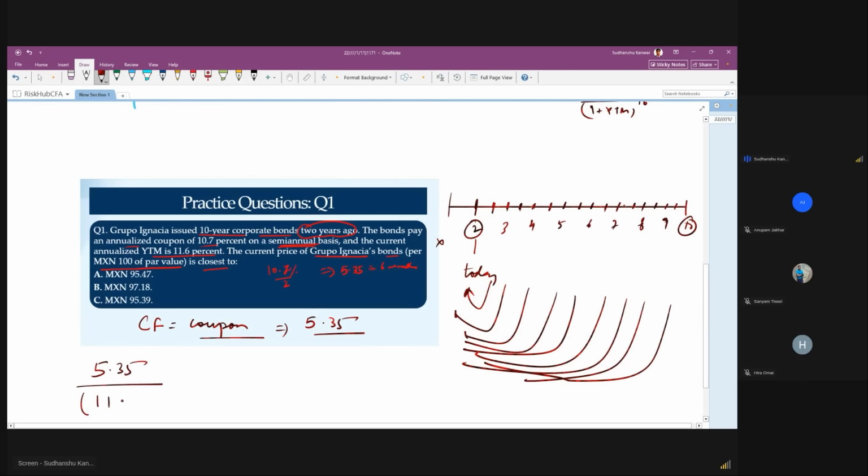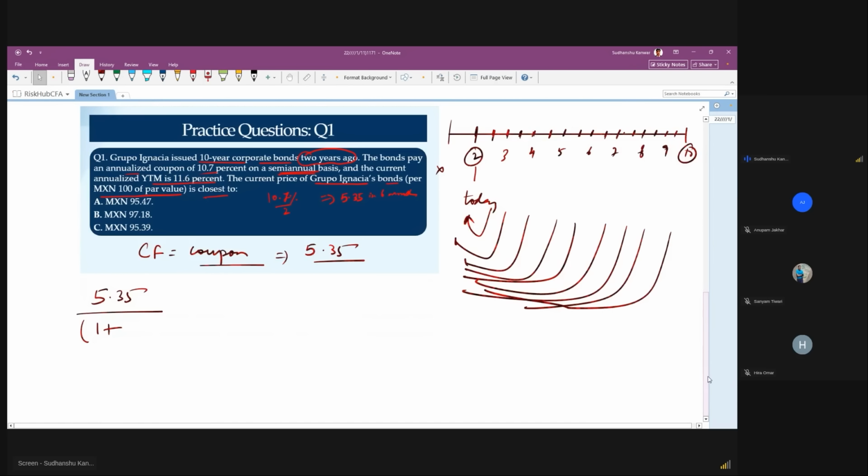1 plus. Now this discounting creates a problem. Here students get very confused, sir, what should I do? So this I want to tell you. There are two ways to do it. One way is you take the full year YTM, which is given to you, that is 11.6%. Then you say it is divided by 2.